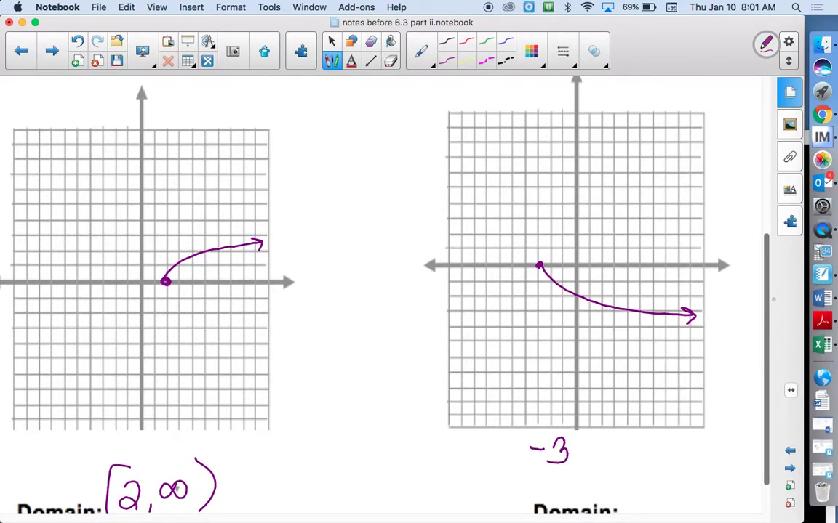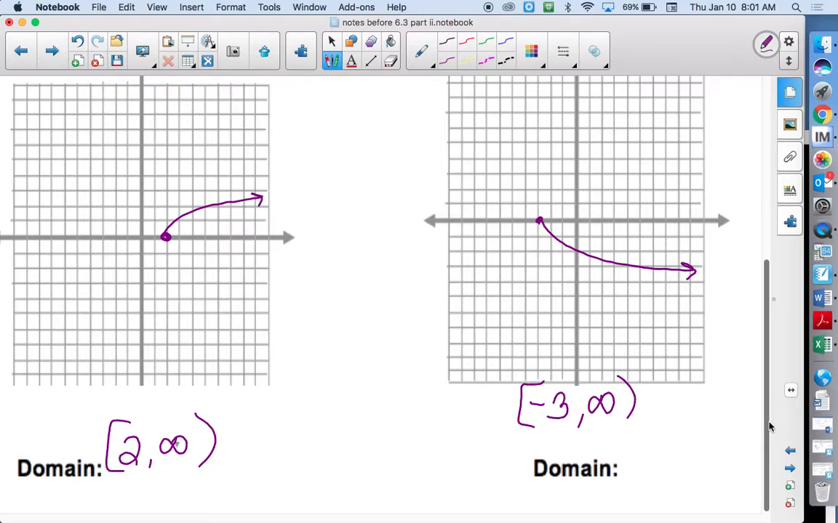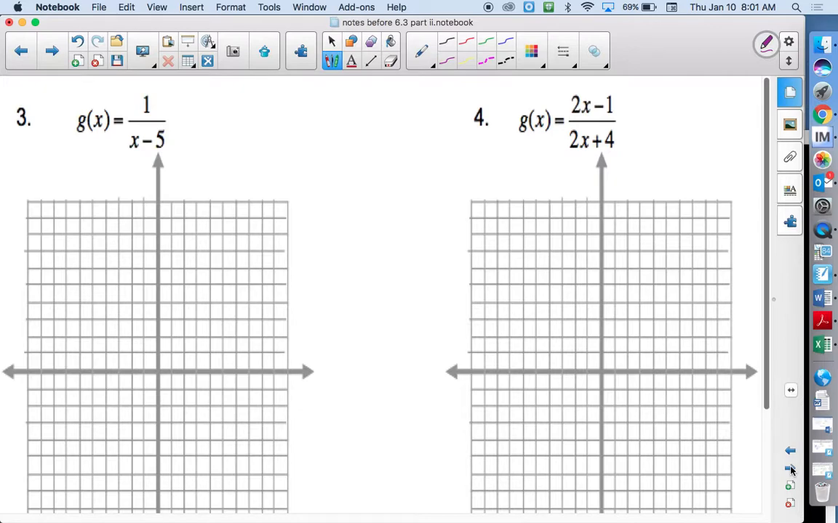Yeah, -3, because that's where it starts on the x-axis, to infinity. So just using those two, I could see that the domain for a square root graph uses the number underneath the radical, and we'll talk about how to solve for that, but they go to infinity. The next two are a little different.